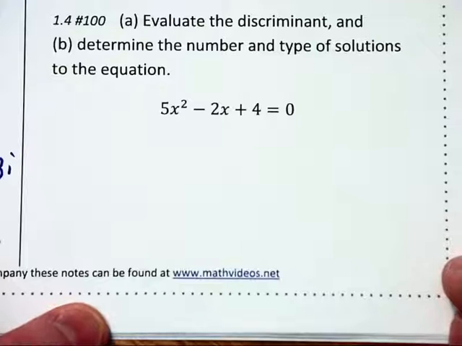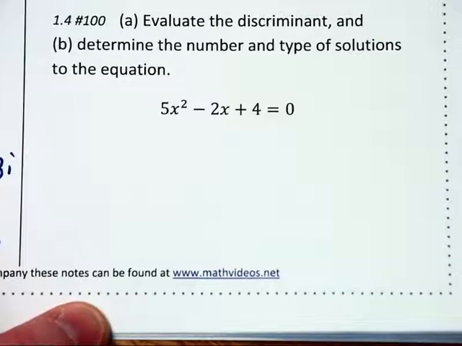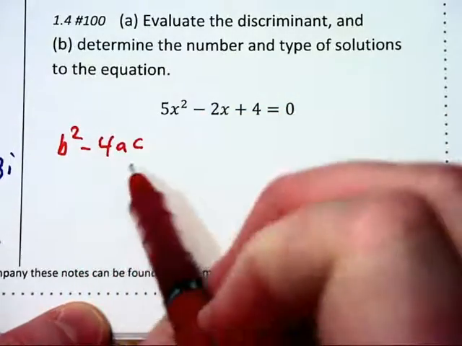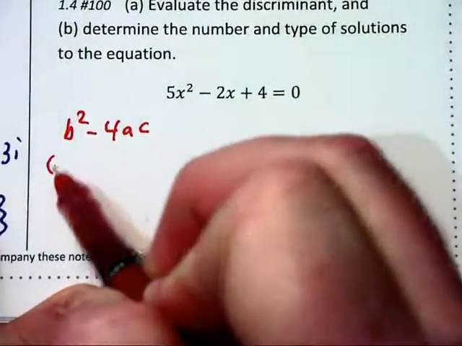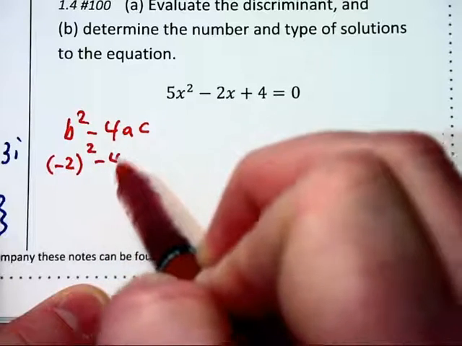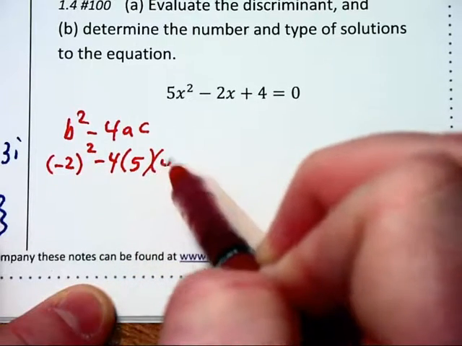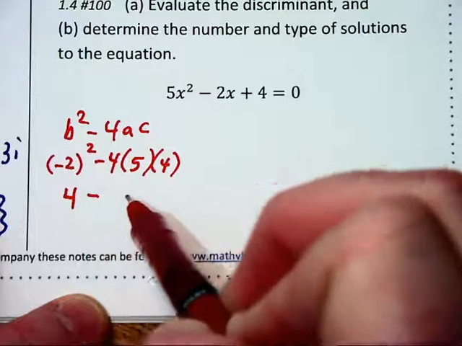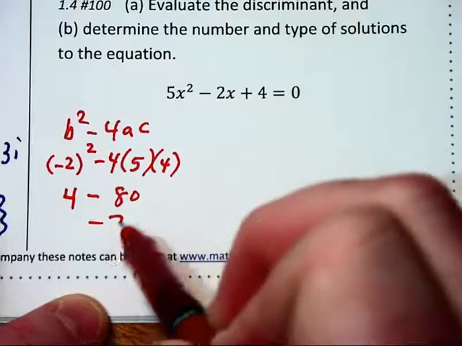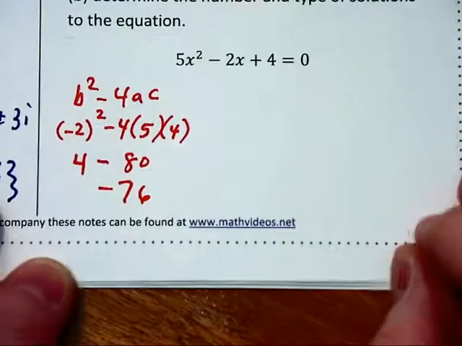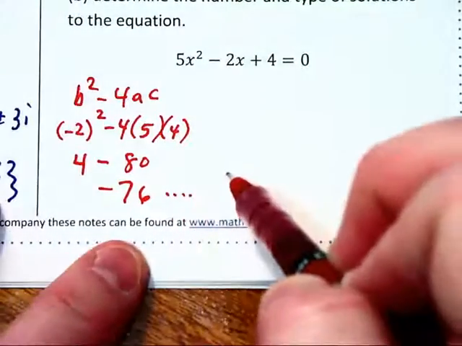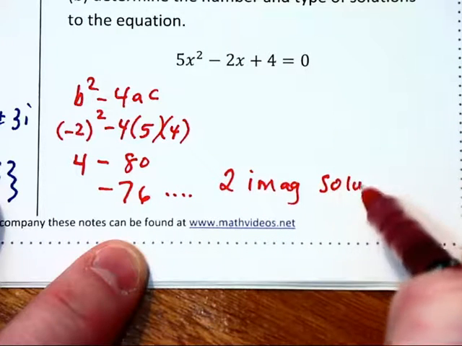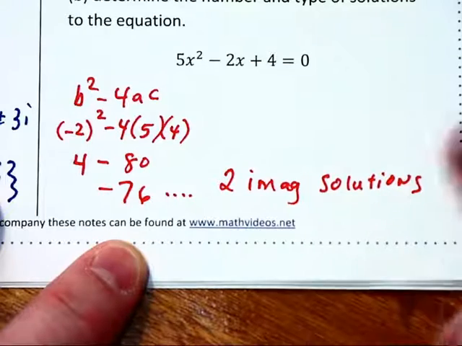Okay, for this next problem, let's find the value of the discriminant. b squared minus 4ac yet again. This becomes negative 2 quantity squared minus 4 times 5 times 4. That gives us 4 minus 80, which is negative 76. Because this is negative, that tells you there will be two imaginary solutions to the quadratic equation.